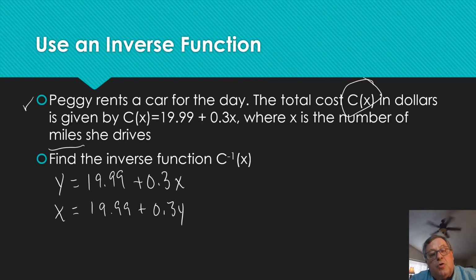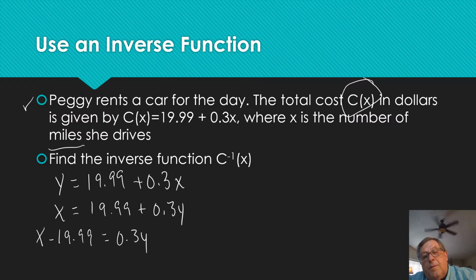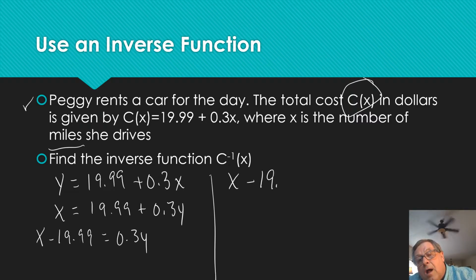I'm first going to subtract $19.99 from both sides. So now I have x minus $19.99 equals 0.3y. Now we're going to divide both sides of this equation by 0.3 to isolate the y. So this results in x minus $19.99, divided by 0.3, equals y.